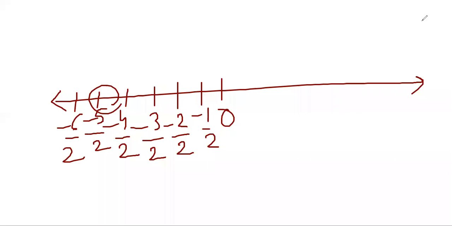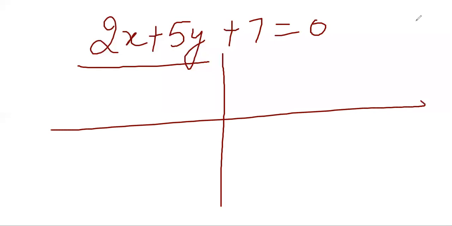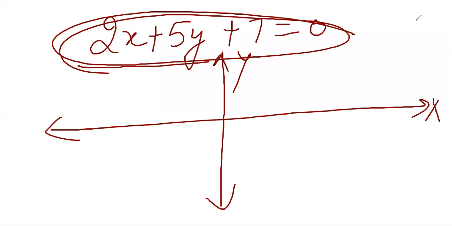Now, we are having the equation of this kind: 2x plus 5y plus 7 equal to 0. Now we are having two variables. So that means here we will use the coordinate axis, where we have x also and we have y also. That's why we have done coordinate axis in chapter 3, to find out the solution of these kind of equations.